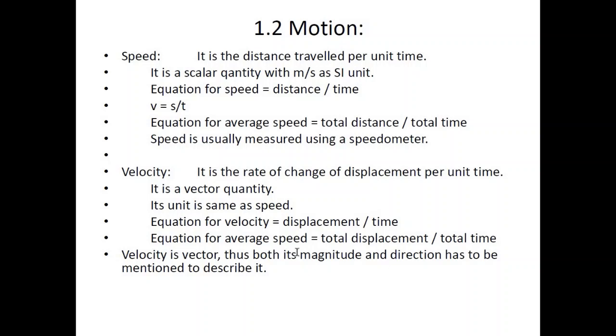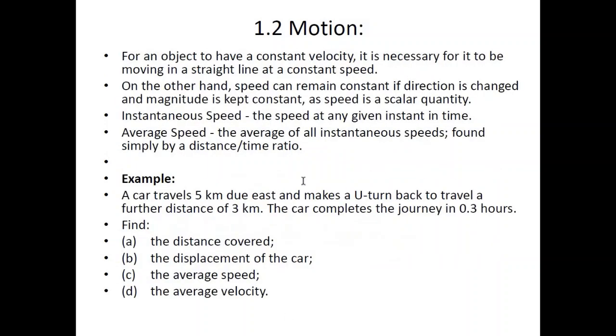Now what is velocity? Velocity is the rate of change of displacement per unit time, means if you're plugging in the value of displacement for your calculation, you get velocity, whereas if you're only putting in the value of distance, then you get speed. They both have the same SI unit, that is meter per second, and the equation for velocity is displacement upon time, whereas for average velocity it is total displacement upon total time. Velocity is a vector, so you have to state both its magnitude and direction in order to describe it completely. For an object to have a constant velocity, it is needed for it to be moving in a straight line at a constant speed.